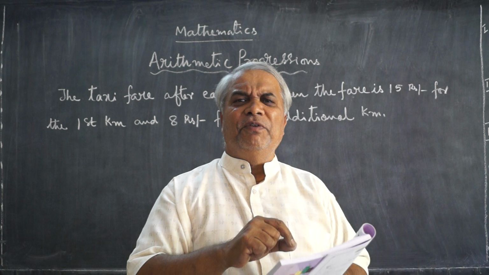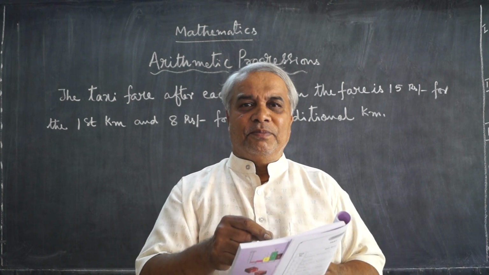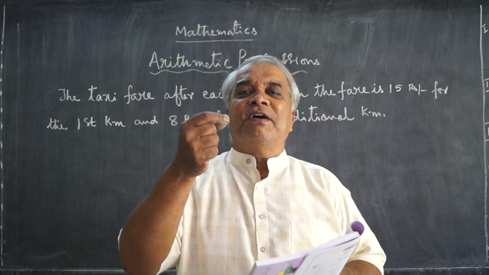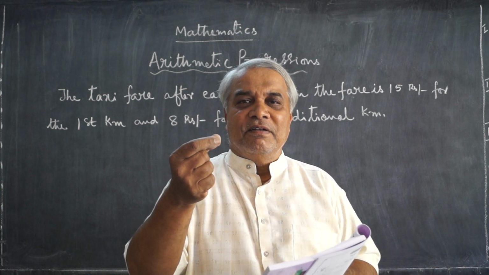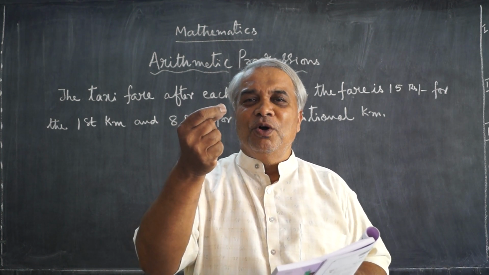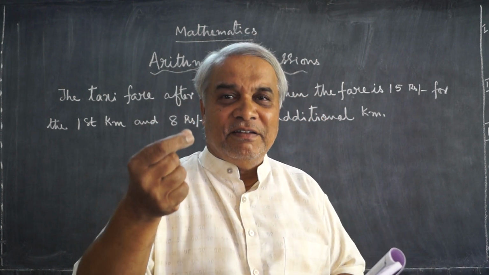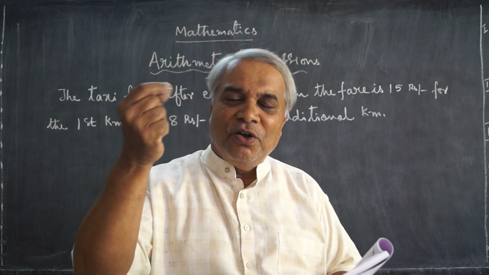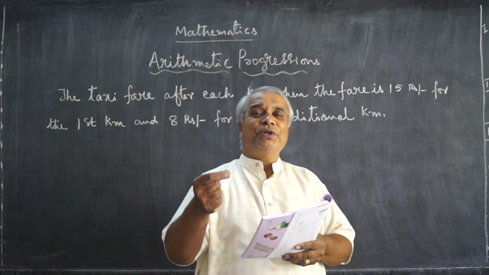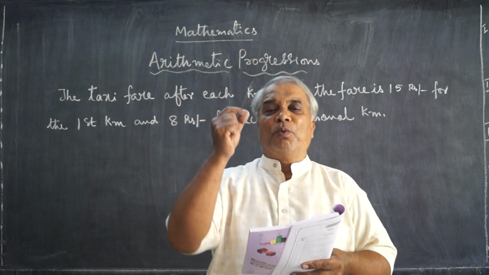Another simple example we will take. I start with number 3, 5, 7, 9. Now by this time you know what will be the next number. 11, 13, etc. Very good. So in this way we are going to write the examples for arithmetic progression.